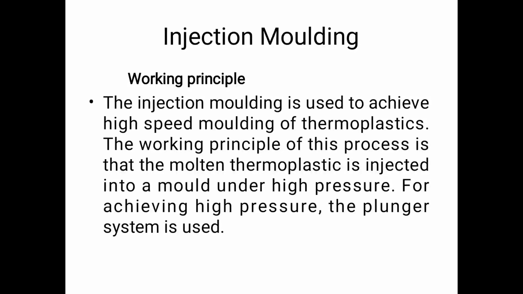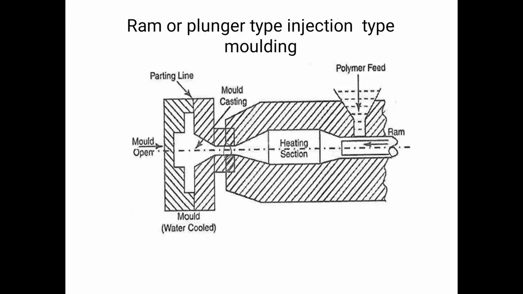The operation: this is the diagram for the plunger type of injection molding. In this, the molding material is loaded into a hopper, from which it is transferred to a heating section by a feeding device, where the temperature is raised from 150 degrees to 370 degrees centigrade. The material melts and is forced by an injection ram or plunger through a nozzle and sprue into a closed mold, which forms the part.